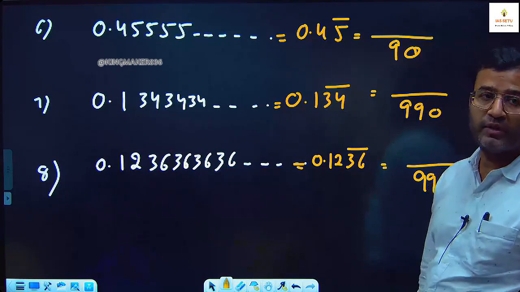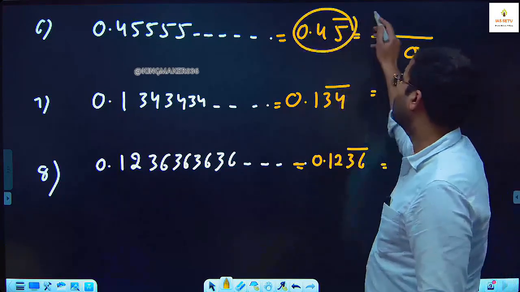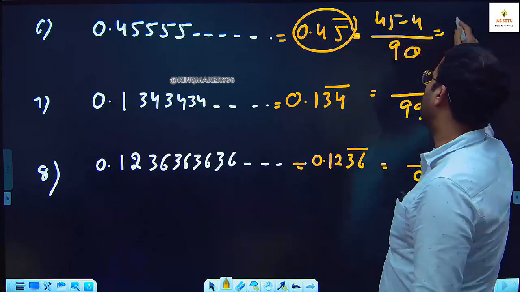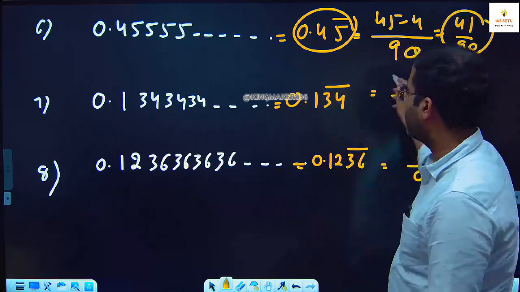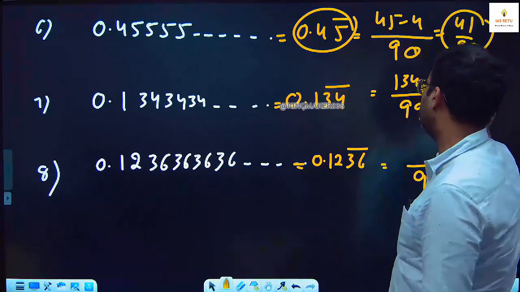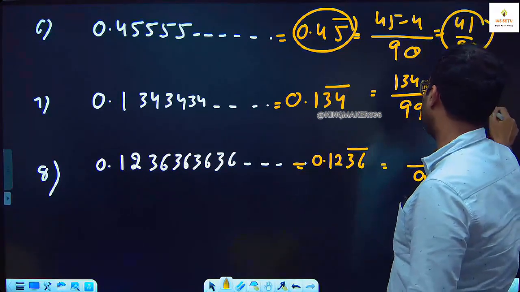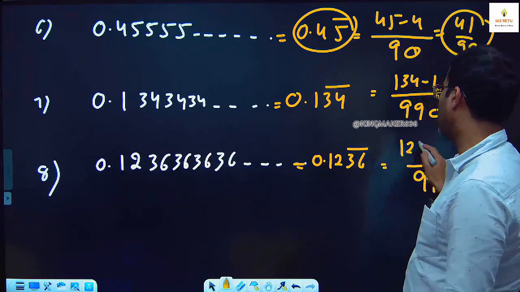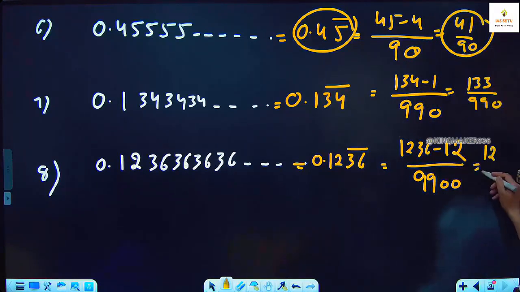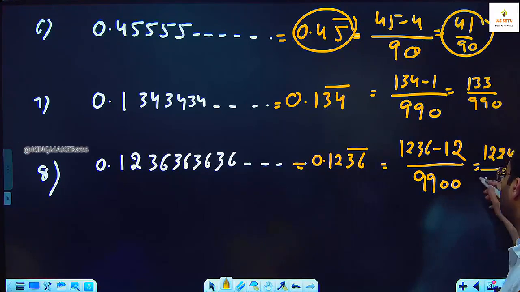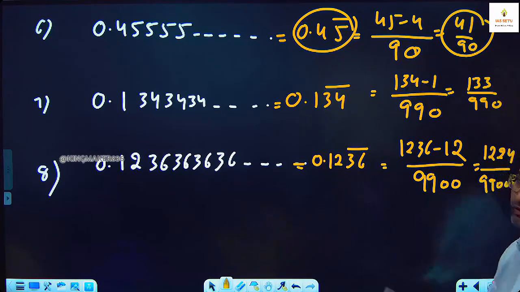Numerator, total number minus non-recurring part. So it is 45 minus 4, so it is 41 upon 90. Now this is 134 minus 1, 133 upon 990. This is 1236 minus 12. So here 1224 upon 9900, simplify. Okay.